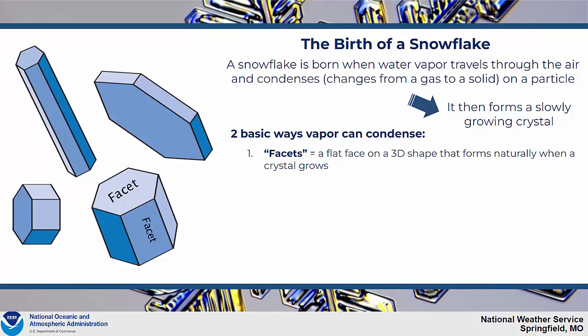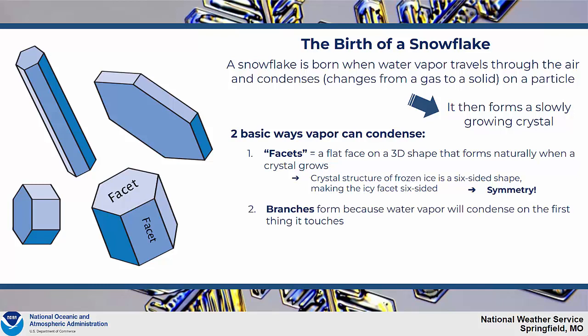There are two basic ways that vapor can condense, and both play a big role in the shape that the snowflake will eventually take. The first way is to form a facet, which is a flat face on a 3D shape like a prism that forms naturally when a crystal grows. In ice crystals, the shape these facets take mirrors the shape of the molecules forming the crystal. And since the crystal structure of frozen ice is a six-sided shape, the facet becomes six-sided as well. And that makes the snowflake symmetric.